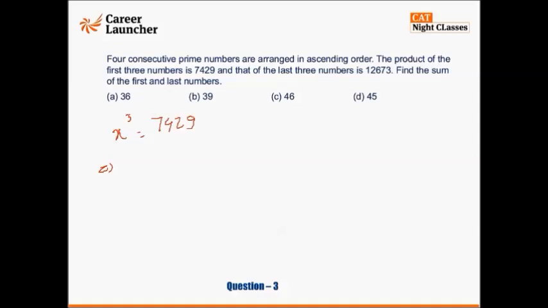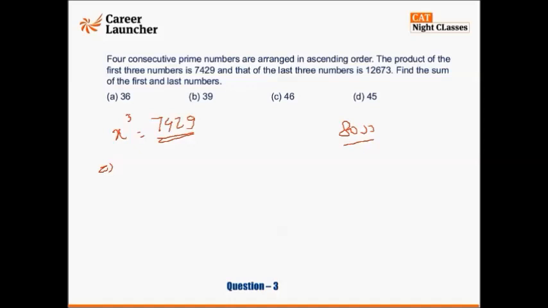If x cube is 7429, what would x be? Let's see how to do that. What is 20 cube? 20 cube is 8000, absolutely. This number is less than 8000. So guaranteed x is less than 20.